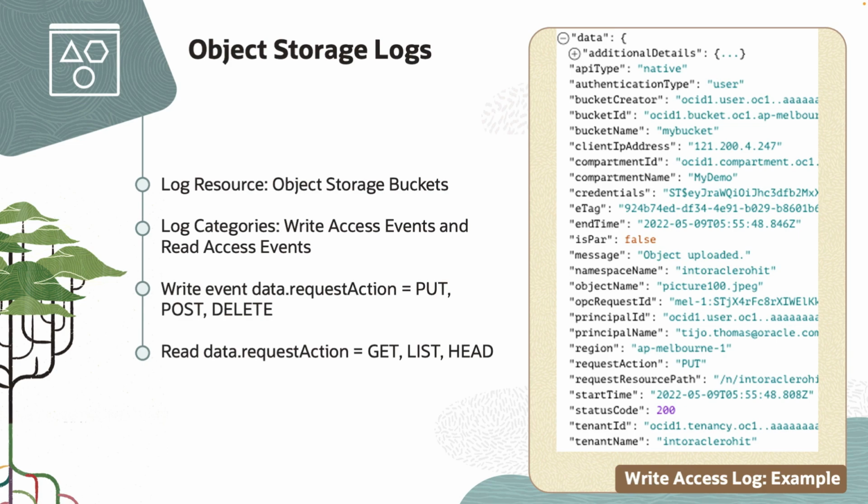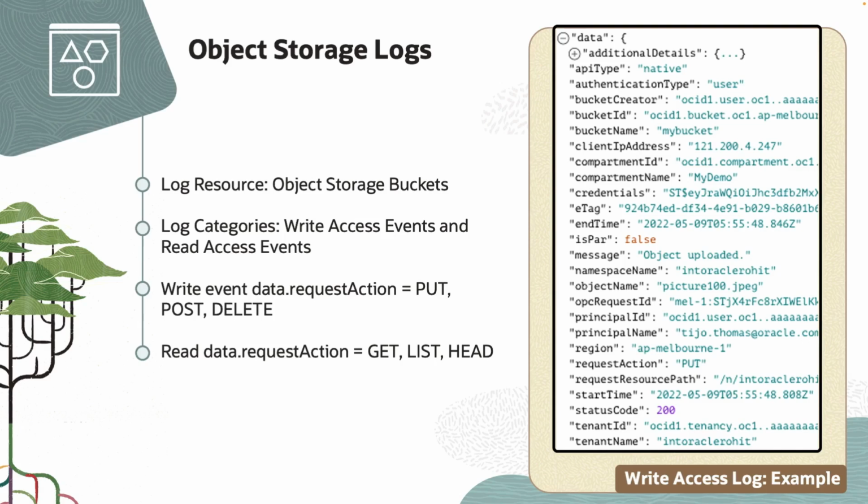There are more details in the data section of this log, and you can use all of this information in the search criteria. You can filter by name of the bucket, the client IP address, the message body of the log, and in this case, it is a file has been uploaded. The request action is put, and the status code is 200, that is referring to a successful upload.